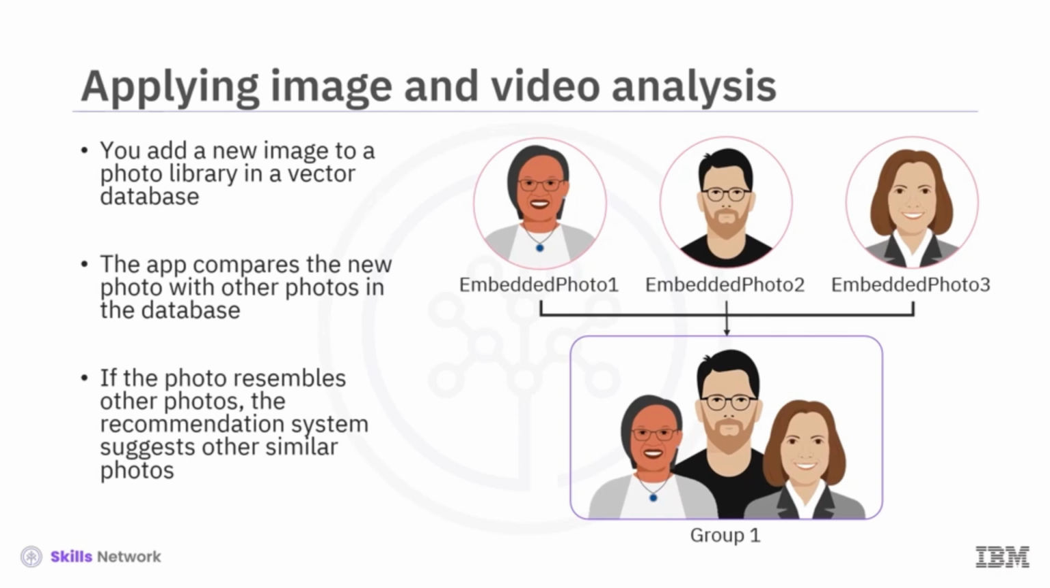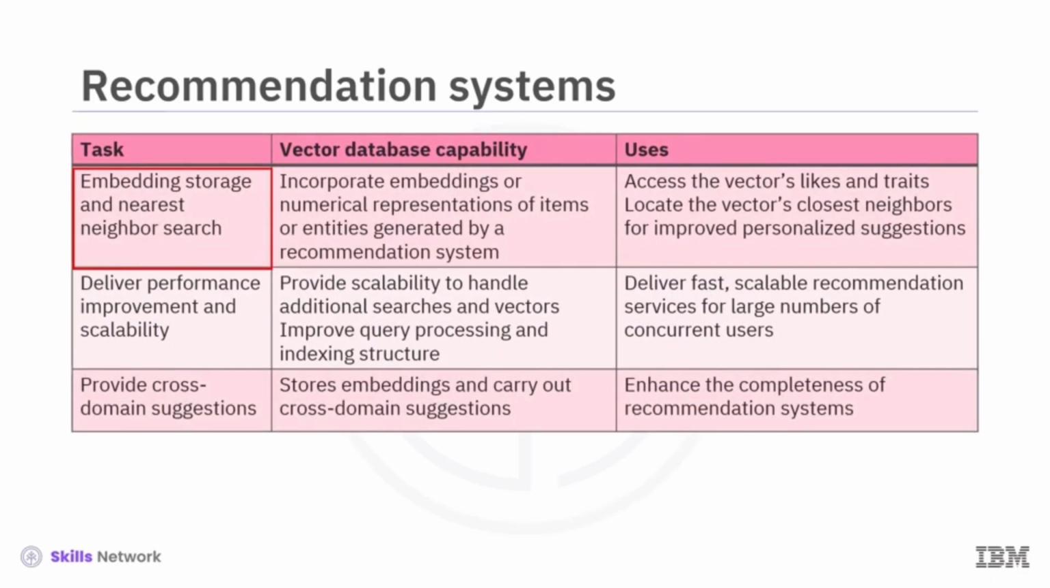Next, let's explore some applications of recommendation systems. Embedded storage and nearest neighbor search incorporate numerical representations of items or entities, known as embeddings, generated by the recommendation system. You can access the vector data's likes and traits to provide improved personalized suggestions. To deliver performance improvement and scalability, vector databases provide scalability to handle additional searches and vectors that improve query processing and indexing. These capabilities power fast, scalable recommendation services for large numbers of concurrent users.